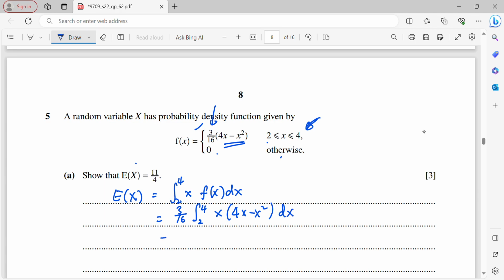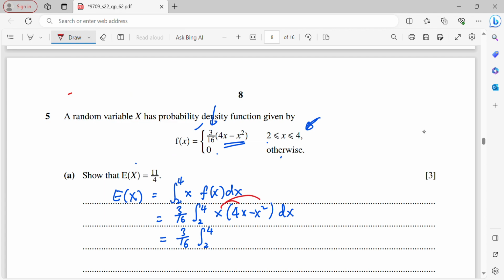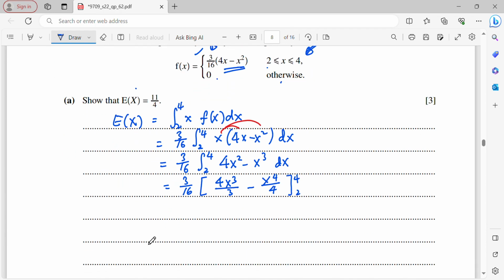Then from here, I will get 3 over 16 integrate 2 to 4. Now, before we do the integration, we need to multiply the x first. Then I will get 4x squared minus x cubed dx. Okay, then here you will be getting 3 over 16. Now integrate 4x squared, it will be 4x cubed over 3. Then the x to the power 3 becomes x to the power 4 over 4. Limits 2 to 4.